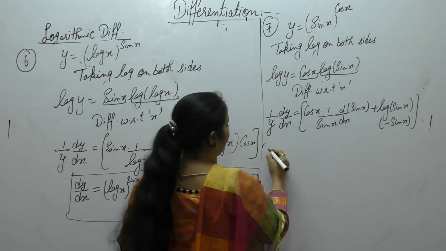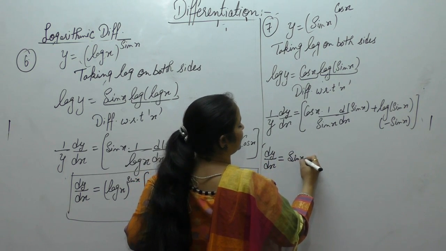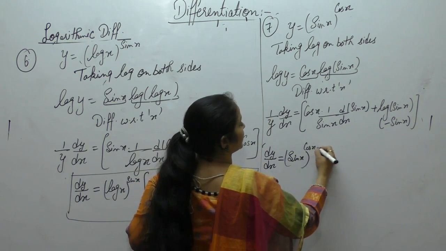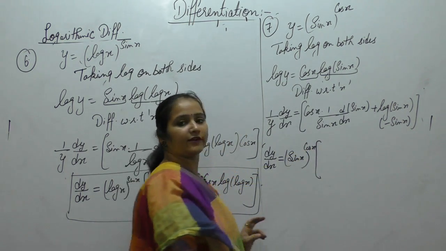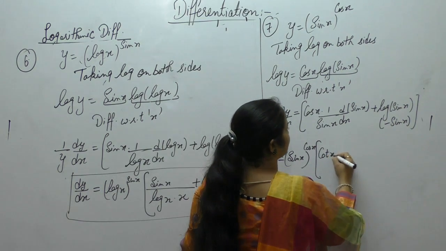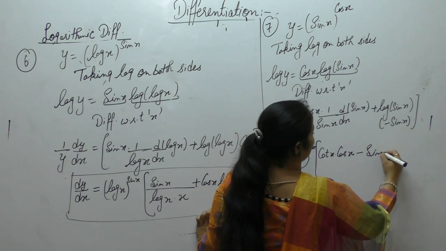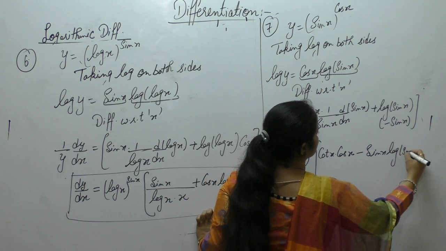We get dy upon dx is equal to y. Put the value of y: sin x power cos of x. Derivative of sin x is cos x. Cos upon sin, cot x into cos x, minus sin x log of sin of x.